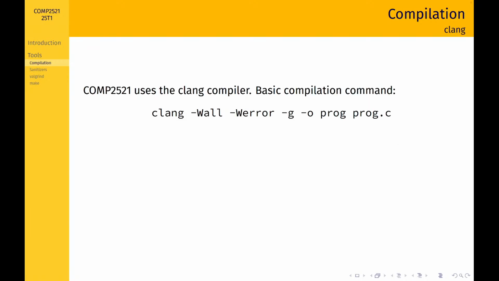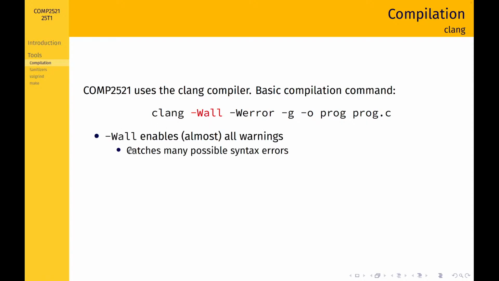So what are the different parts of that compilation command that I just showed you? Well, first of all, we have clang. Then we have -Wall. This isn't wall, this is W-all. What this means is it enables all warnings, or almost all warnings. And what this will do is it'll catch many possible mistakes that you've made.